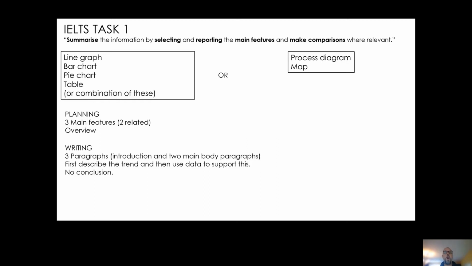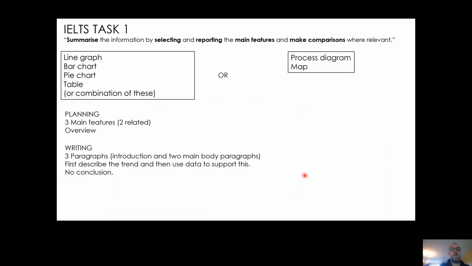Okay, so in this video, I'm going to demonstrate how to go through the process of planning and writing an IELTS Task 1 response, where the data you're given is a map. So I'll start with just a reminder of what's in IELTS Task 1, and then I'll discuss the system that I'm using in my planning and writing.